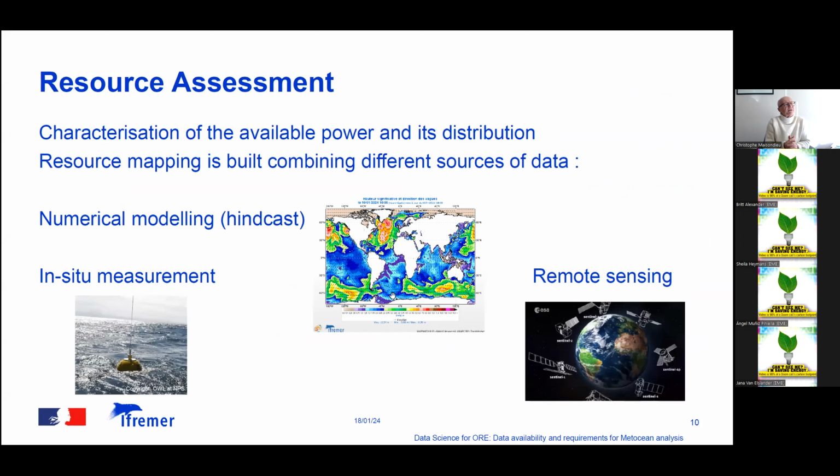So, about resource assessment. The main objective of resource assessment is to characterize the available power and the way it's distributed at the surface of the oceans. This resource mapping is usually built by combining different sources of data, and the main three sources are numerical modeling, where we rely on hindcast data sets, in situ measurement, and also remote sensing.